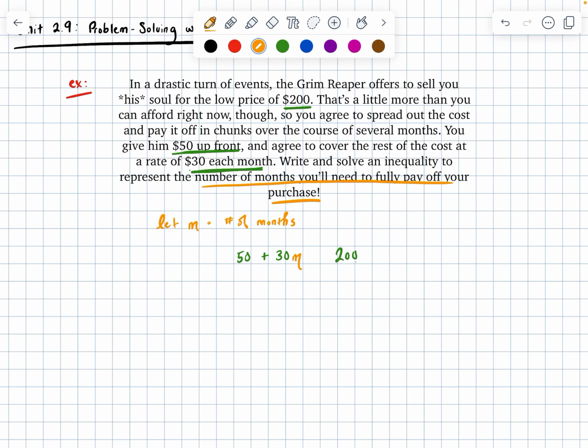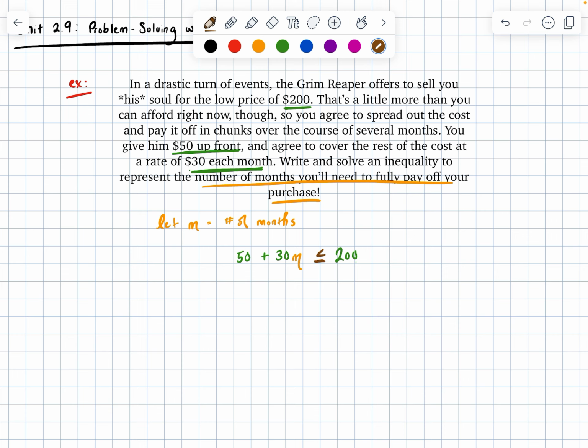Very good. Now, the last part of this that's going to be a little bit weird is, where does my inequality symbol live? Well, I told the Grim Reaper I'd pay $30 each month, so I have to pay that $30. But there's the possibility that I could pay more. So if I'm thinking about the amount of months that it'll take, I'm going to need at least this amount, but it could be less than that if I'm paying more. So my inequality symbol, I could be exactly this number of months, or I could be a little bit less. So I'm going to have a less than or equal to symbol.